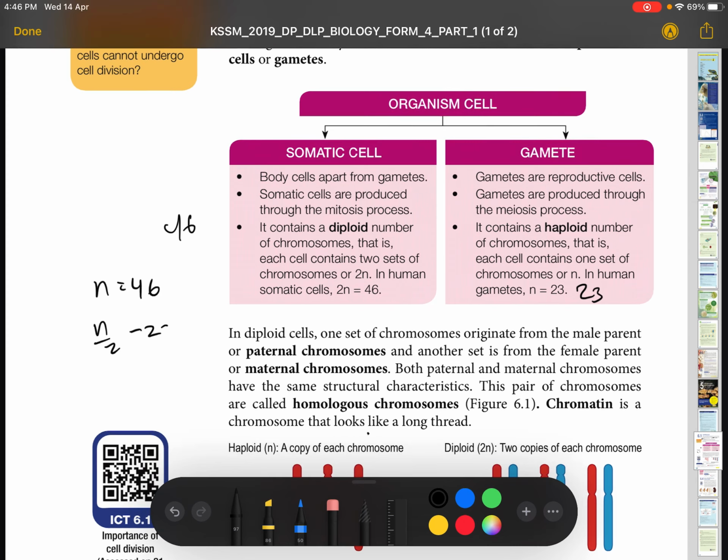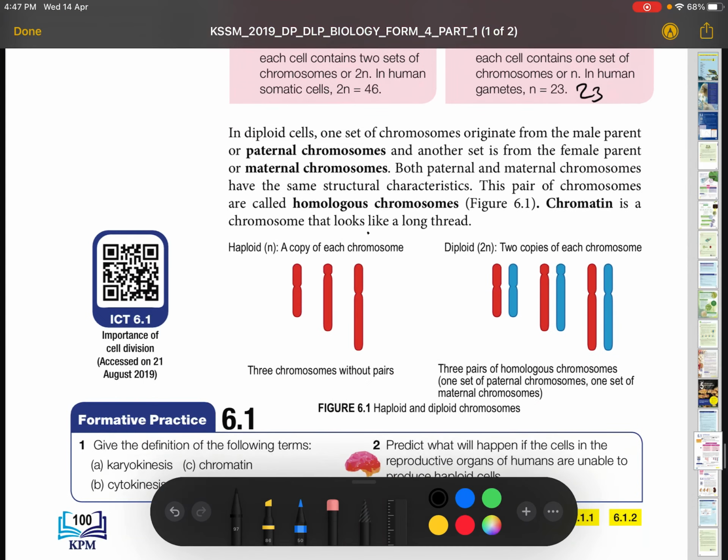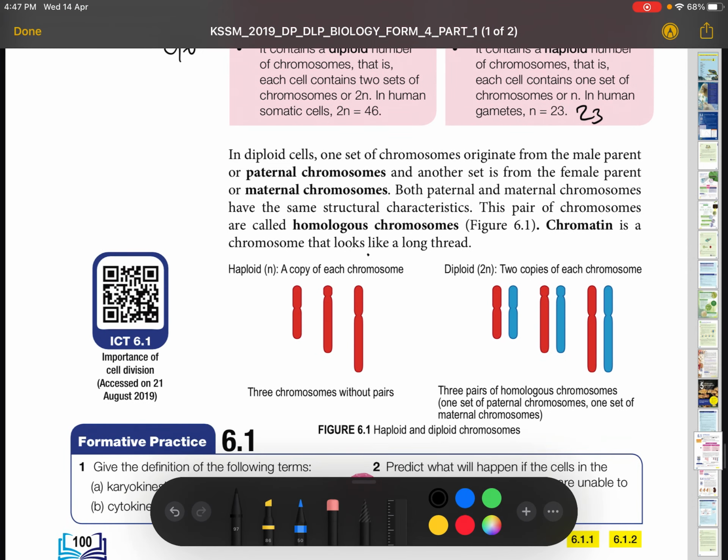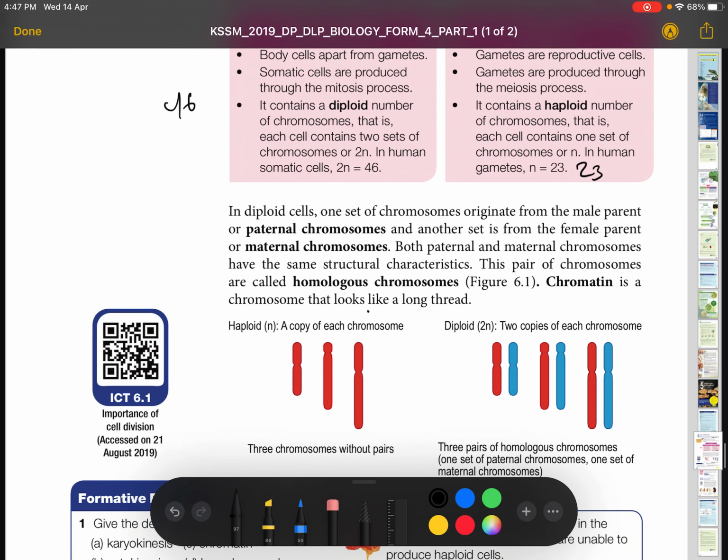So why not call it N=46 and N over 2 = 23? Because the 2N shows that one N comes from the mother and one N comes from the father. So we have 23 chromosomes from the mother and 23 from the father, and we call those maternal and paternal chromosomes. Some of the chromosomes share similarities. A mother and a father chromosome that share the same characteristics are called homologous chromosomes.